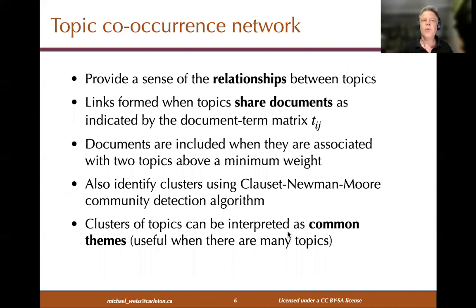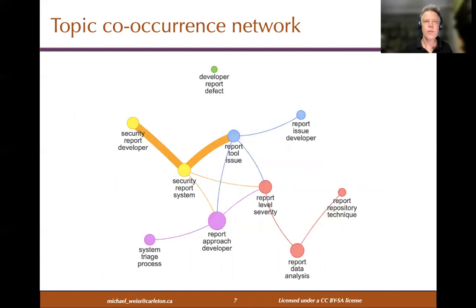So to create a topic co-occurrence network, we take the document term matrix and we extract the shared documents, so where a document belongs to multiple topics. Such a network creates a sense of the relationships between the topics. And we include documents when they're associated above some minimal threshold. We also use clustering, using community detection, to identify common themes in the topic model. This is particularly useful when there is a large number of topics.